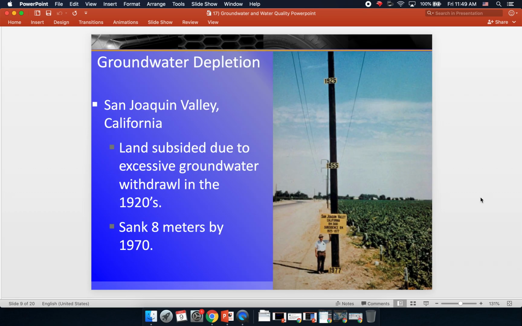A little more on groundwater depletion. Like I was saying, the San Joaquin Valley in California is an example. Excessive groundwater withdrawal over many years led to the surface level sinking by 8 meters over the course of roughly about 50 years. So you see in the picture, this was ground level in 1925, and then by 1955 it had sunk to this level, and then by 1977, when this picture was taken, it was down here where the man is standing.